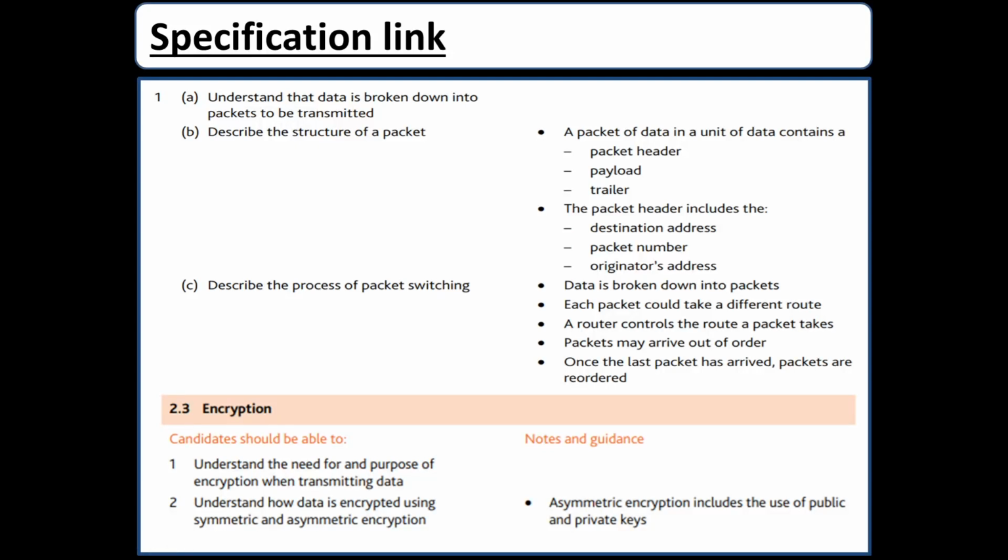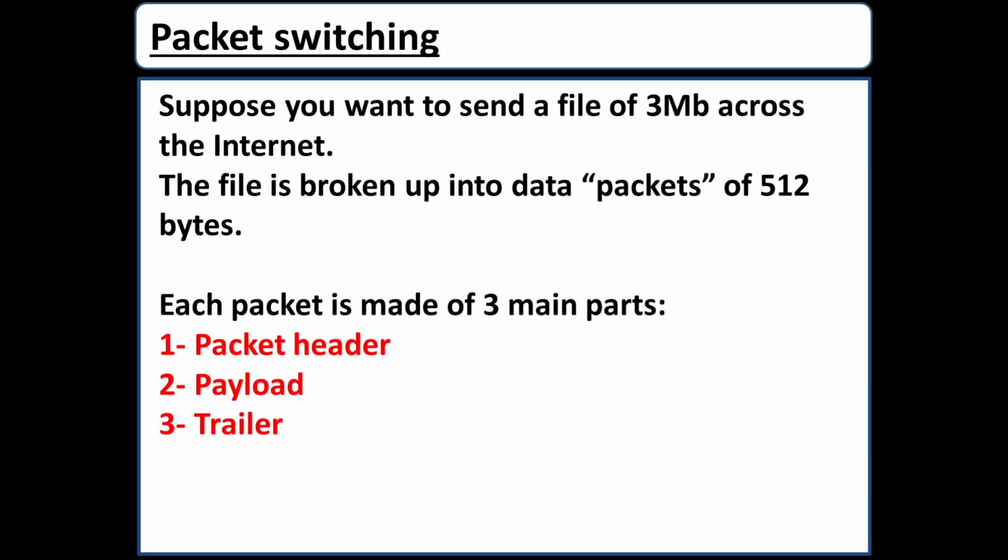In this lesson, we're going to look at packet switching in the IGCSE Cambridge unit. To start with packet switching, if you want to send a file that's about 3 megabytes across the internet, the file will be broken into small packets of 512 bytes. Each of those packets is going to be made of 3 different things: a packet header, payload, and a trailer.